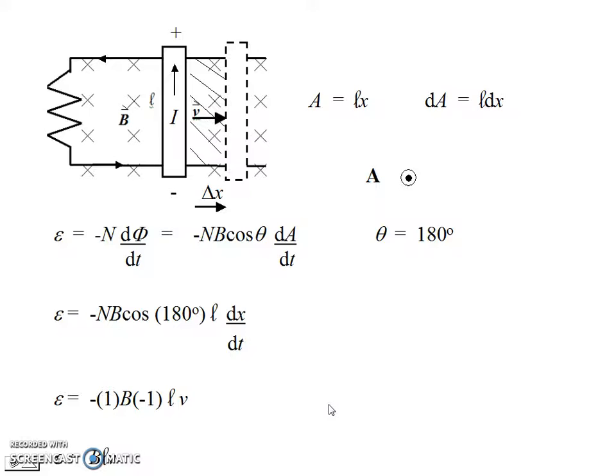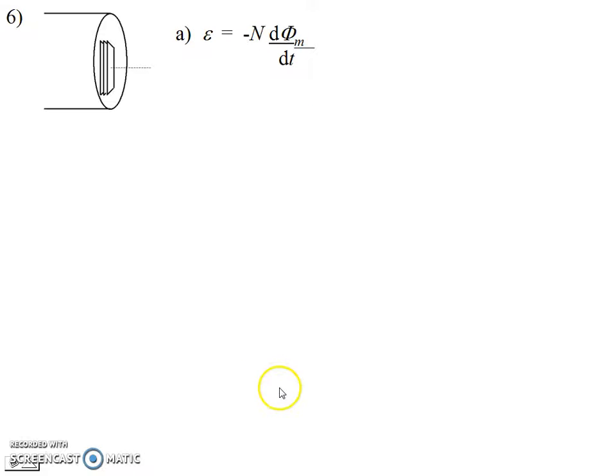Okay, so let's turn our problem set to number 6, where we're going to try another application of Faraday's law. Go ahead and read the problem. We'll be starting with EMF equals negative N d phi dt. Pause the video, get as much done as you can on your own, come back to see a solution.